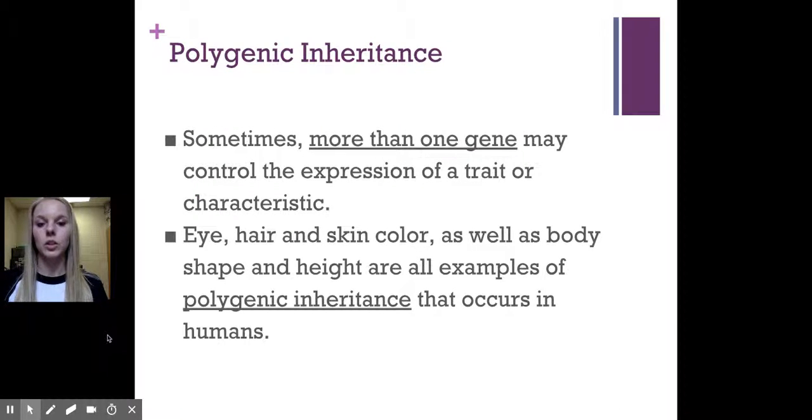Sometimes more than one gene may control the expression of a trait or characteristic. In this case, we look at polygenic inheritance. Eye, hair, and skin color, as well as body shape and height, are all examples of polygenic inheritance that occurs in humans. Your sixth keyword is both.